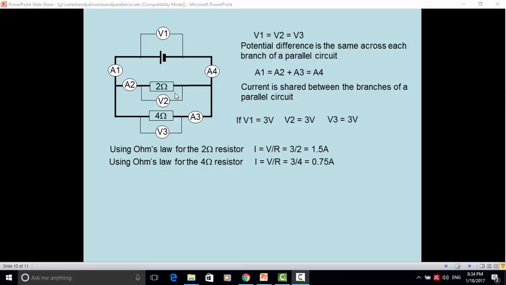It's also worth noting that this bottom branch, 4 ohms, is twice as difficult to get through as 2 ohms, and so this branch is carrying half the current. 0.75 amps is half of the 1.5 amps travelling through this branch. The lower branch has twice the resistance and half the current.